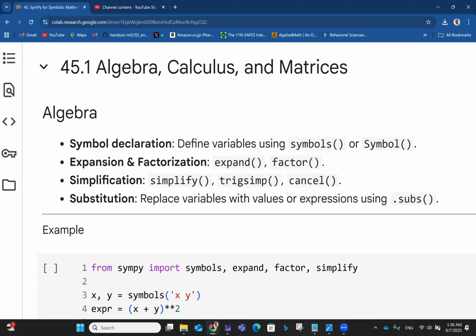Talking about algebra, you can use SymPy for symbolic declaration. You can define variables using symbols or Symbol, that capital one. Then you can have expansion and factorization, where you can expand and factor polynomial functions. You can use it for simplification, like simplify, trigsimp, and cancel. You can use it for substitution, so you can replace variables with values or expressions using dot subs.